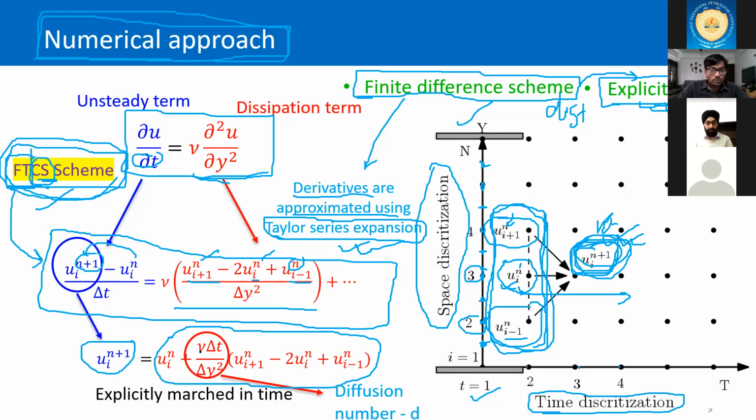This particular term, mu times dt by dy squared, is called the diffusion number, and it has a large implication on the stability of the numerical scheme. People have found through the von Neumann stability criterion that the diffusion number should be less than 0.5 for this FTCS scheme, and only then will your scheme be stable. Otherwise, if your diffusion number is larger than 0.5, you will have numerical instability. We will look at this numerical instability in our MATLAB program in later slides.